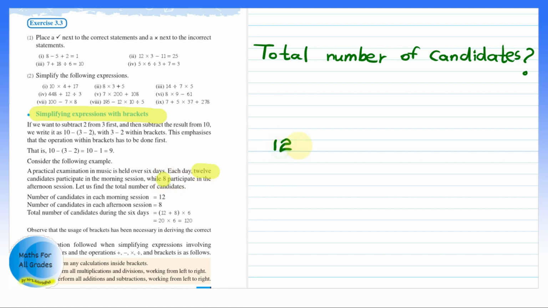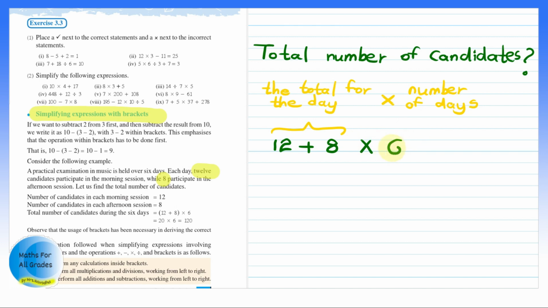Now 12 plus 8 gives the total for the day. To find out how many for 6 days, we have to multiply this by the number of days. So I am going to multiply it by 6. Now tell me, is this correct? No, this is not correct.